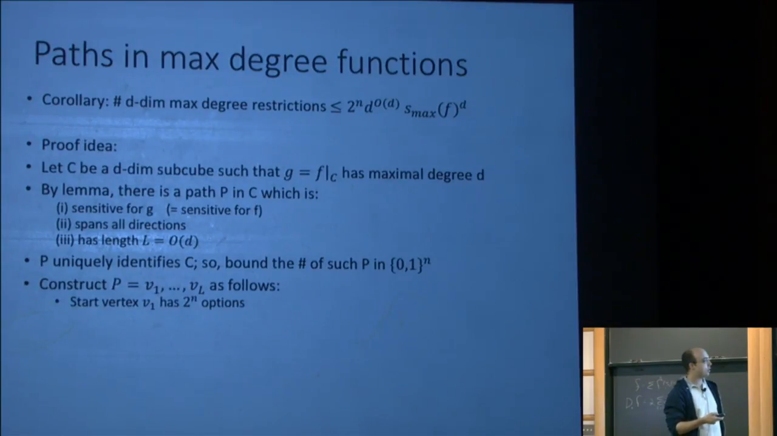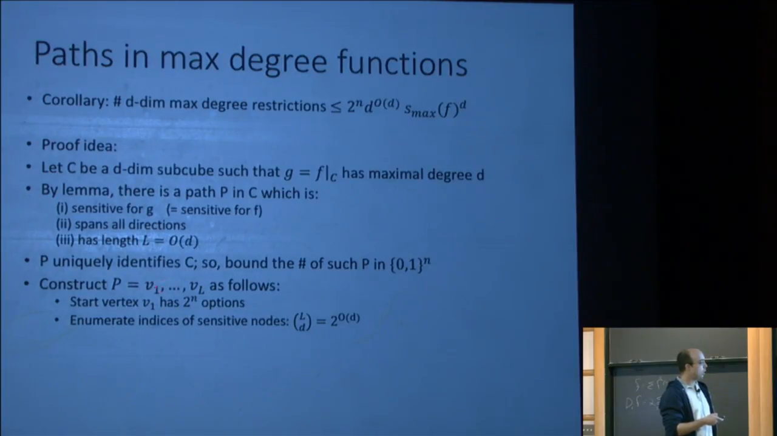The first vertex could start anywhere, so we have 2 to the n options for the first vertex. Now, given a vertex, out of these L nodes, we know that D of them are going to be sensitive nodes, where the next edge is going to be the first edge in a new direction. So let's also enumerate those: only L choose D.